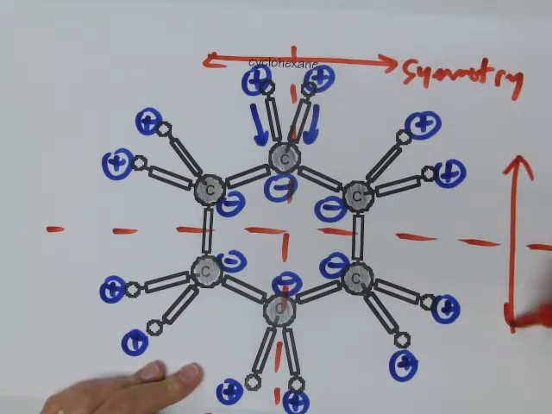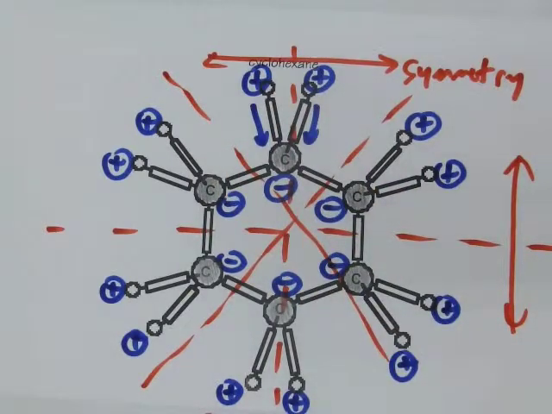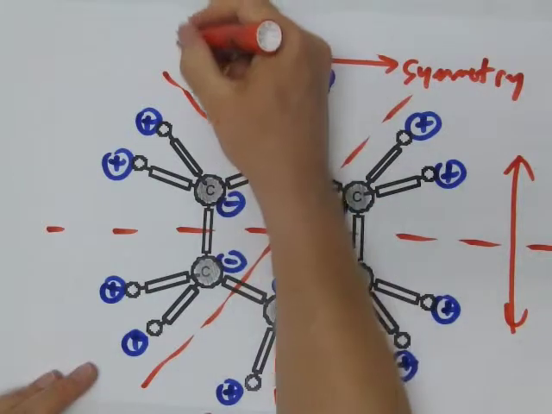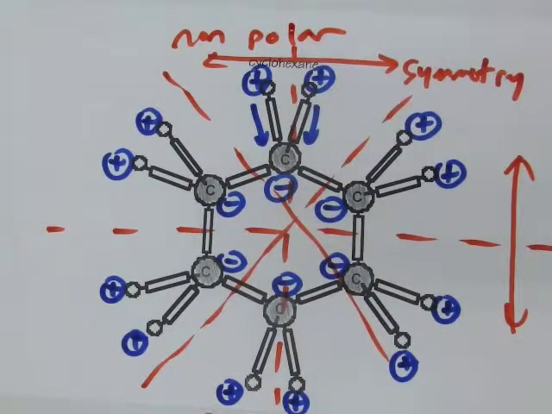There's symmetry going this way. If I divided it this way or this way, any way I slice it down the middle, it's always the same. It's completely symmetrical. This is an example of a non-polar molecule because there's no one side, left, right, top, or bottom that's different with respect to charge.